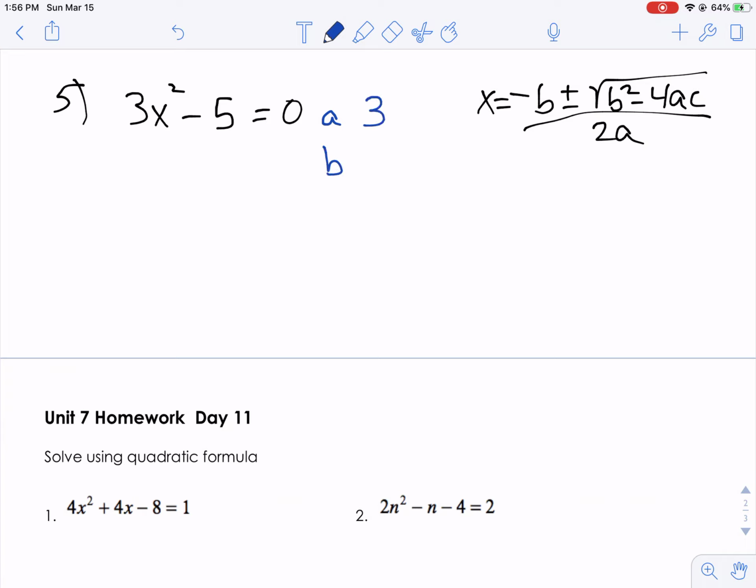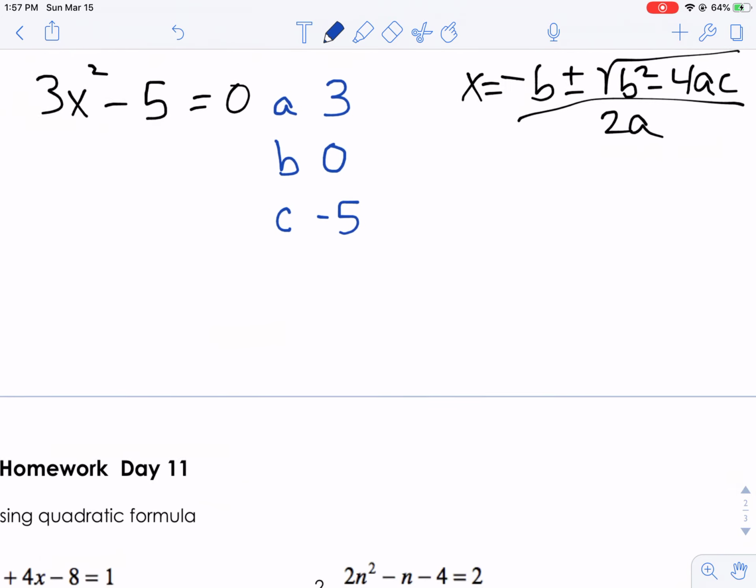What number is touching the x term? Well, the x term is not there, meaning you don't have an x term. Well, what number means you don't have anything? A 0. So you're going to use a b value of 0, and your c is the number that doesn't have a variable, your constant, which is -5. So if you're missing one of the terms, you're just going to use a 0 in place of it.